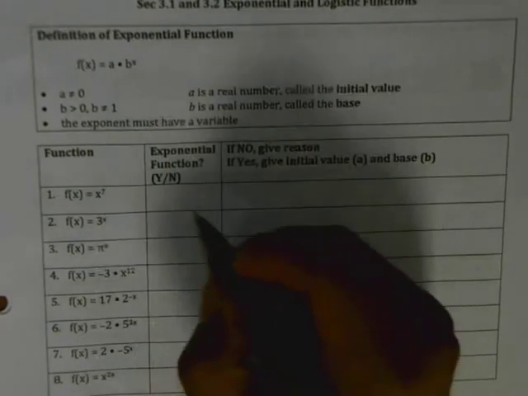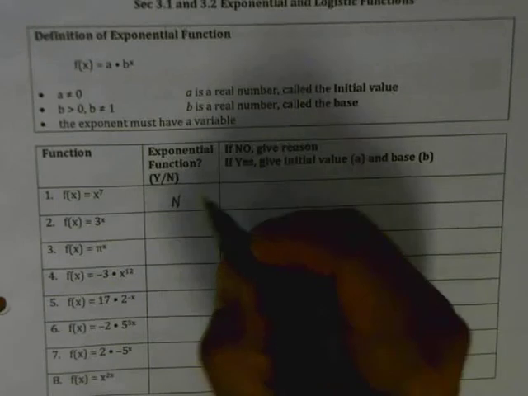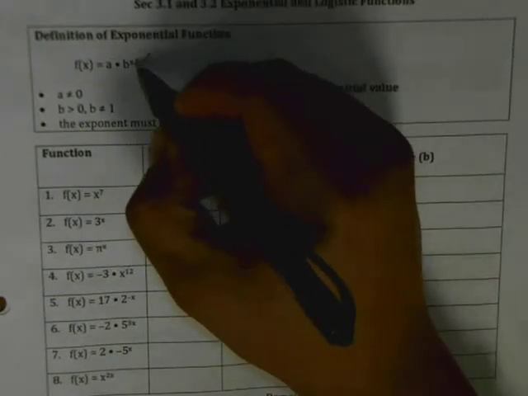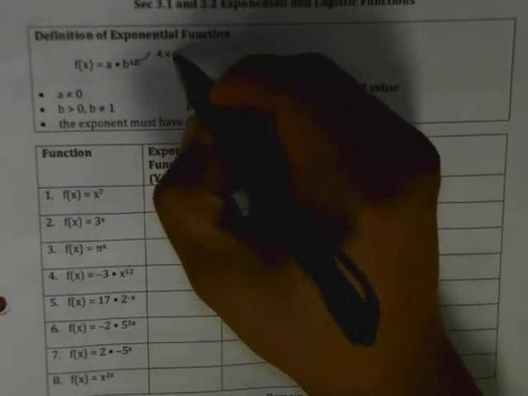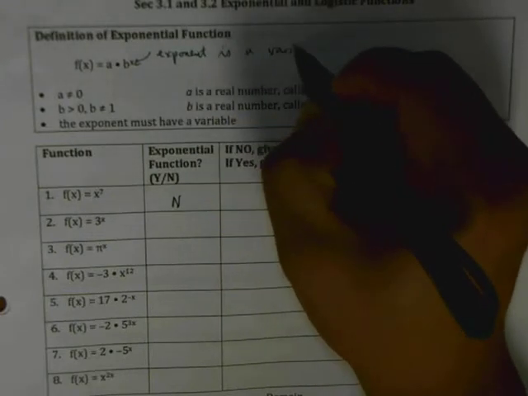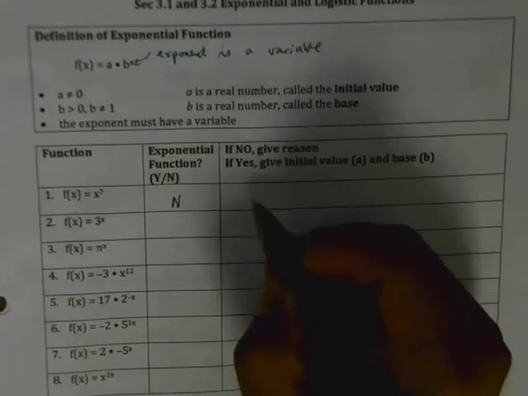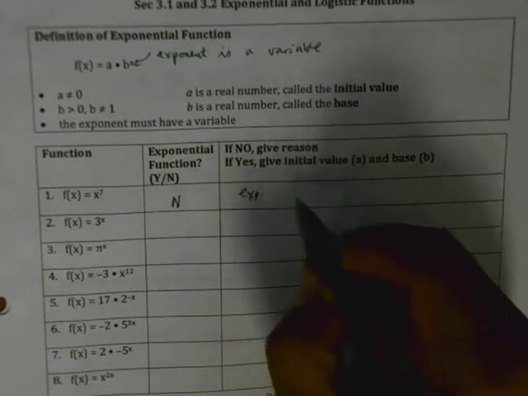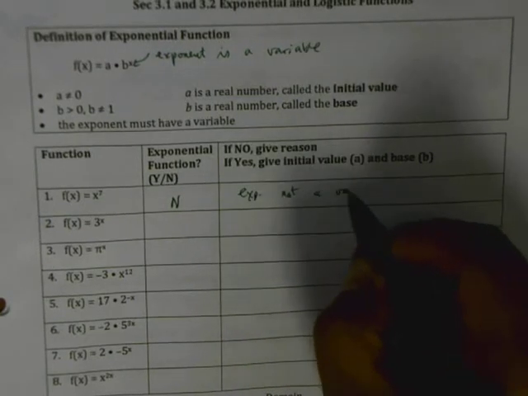X to the 7th. This is not an exponential function because the variable here, this is a variable, so the exponent is a variable, whereas in this example it is not. So the exponent, not a variable.